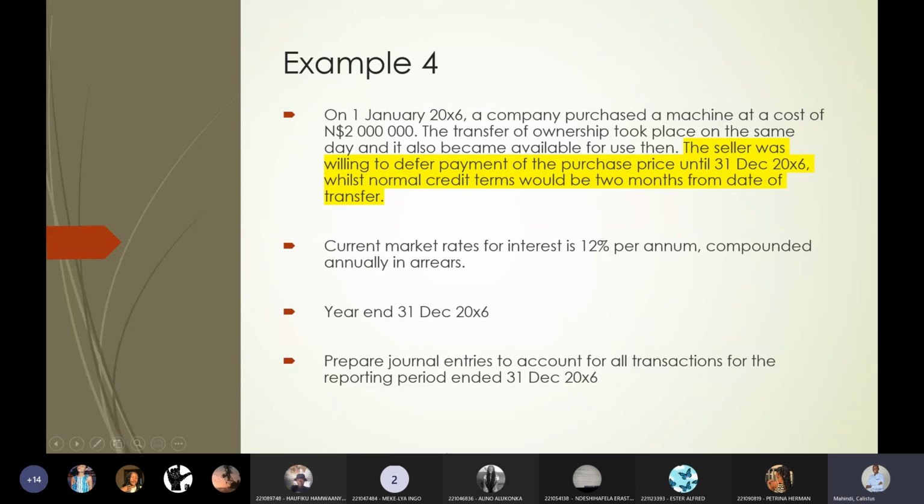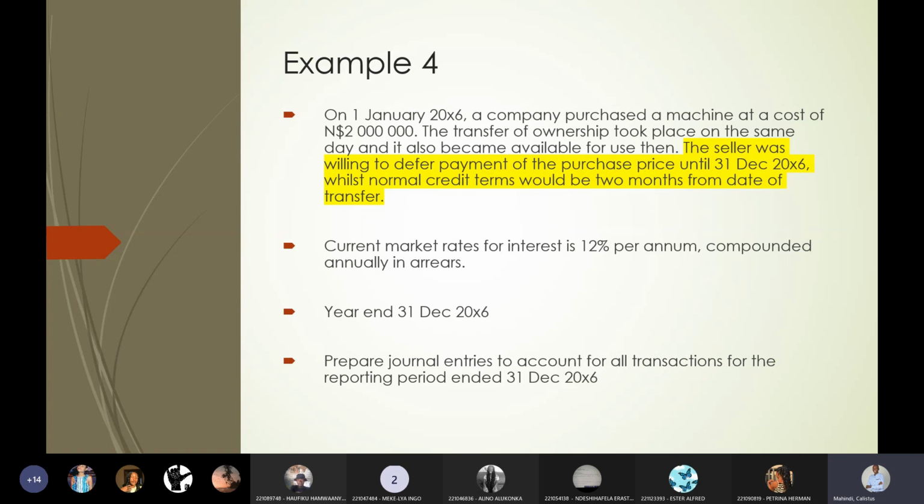We're told that the year end is 31 December 20X6, and you're required to prepare the journal entries to account for all transactions for the reporting period ended 31 December 20X6. Before we can prepare the journal entries, we need to do the calculations. Since it's deferred payment terms, we have to calculate the present value.